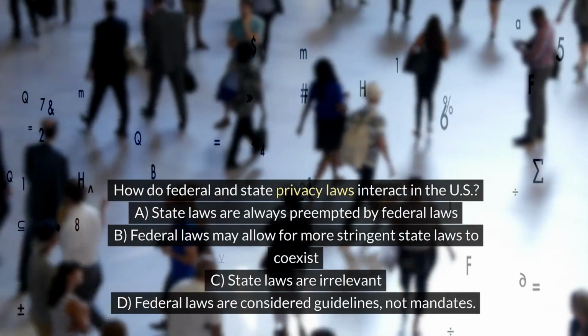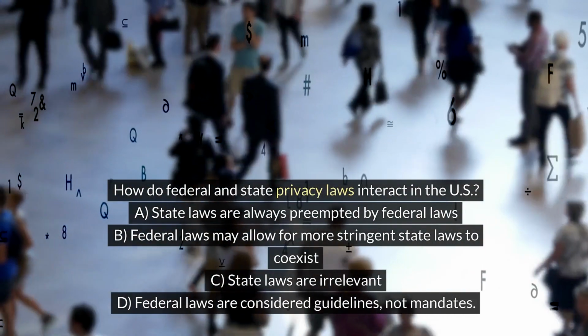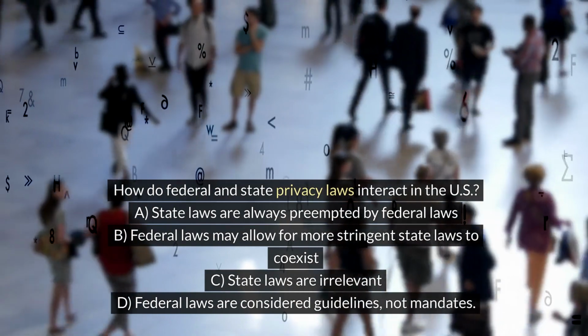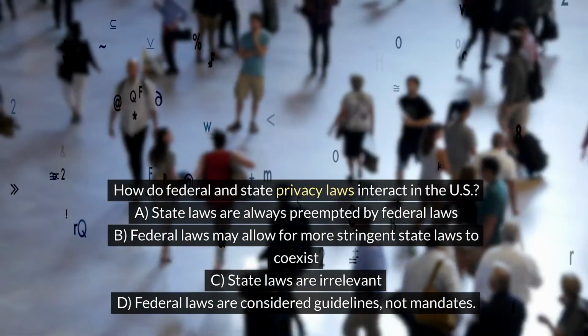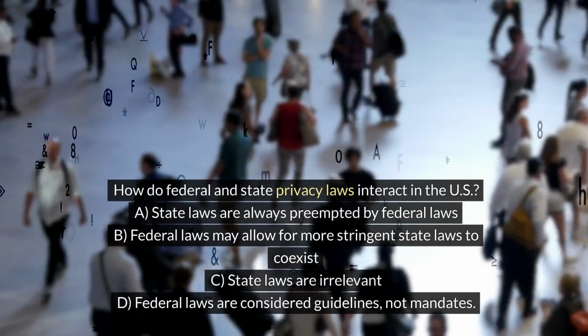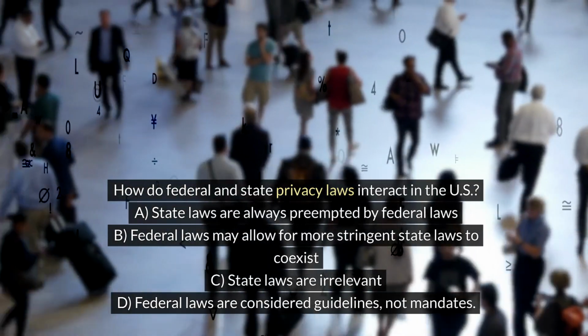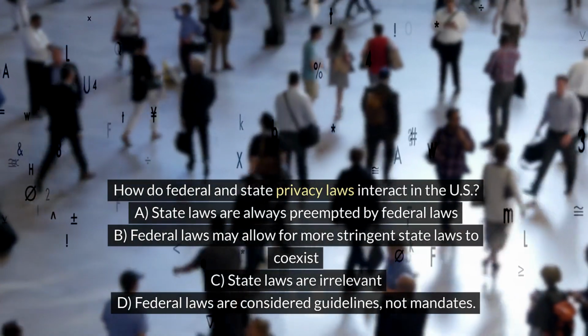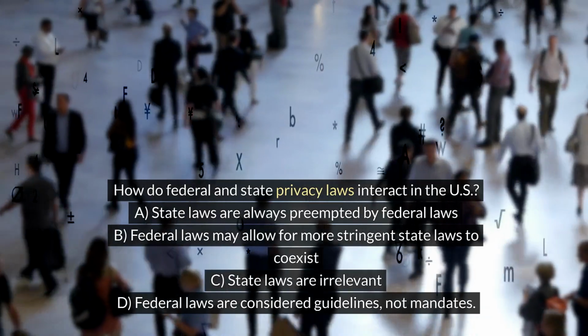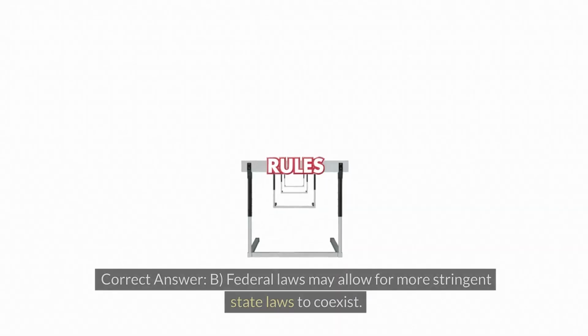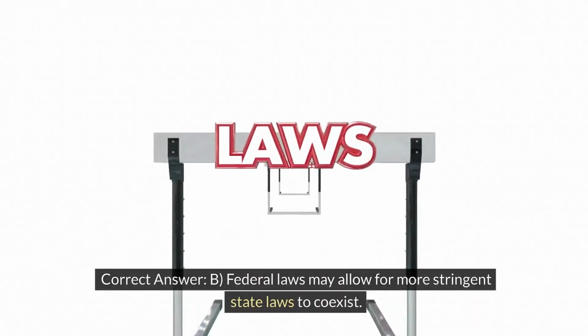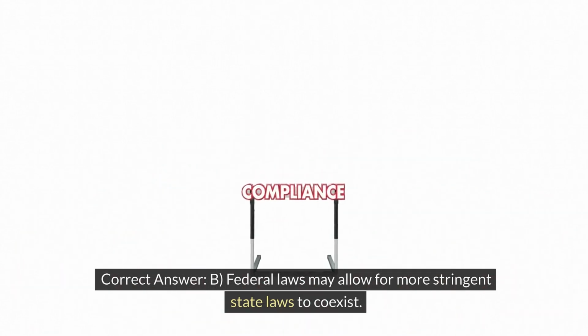How do federal and state privacy laws interact in the U.S.? A. State laws are always preempted by federal laws. B. Federal laws may allow for more stringent state laws to coexist. C. State laws are irrelevant. D. Federal laws are considered guidelines, not mandates. Correct answer: B. Federal laws may allow for more stringent state laws to coexist.